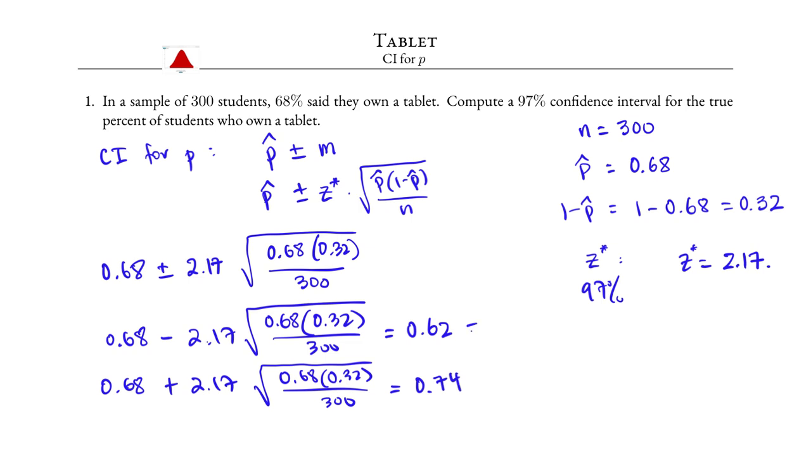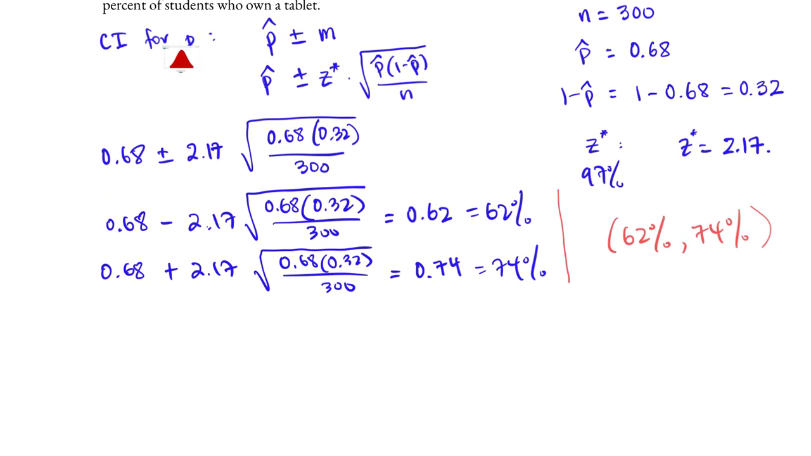In percentage, this is 62% and 74%. Thus, the 97% confidence interval we're looking for is (62%, 74%), with a comma separating the two numbers and a set of parentheses around it.